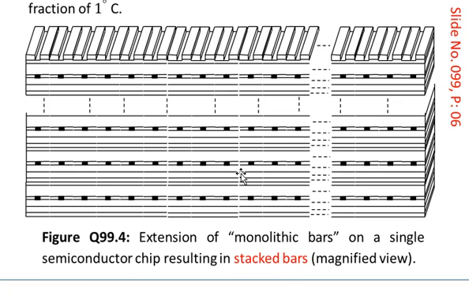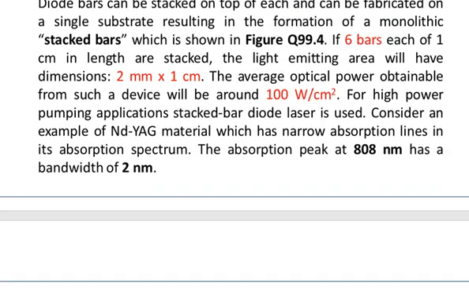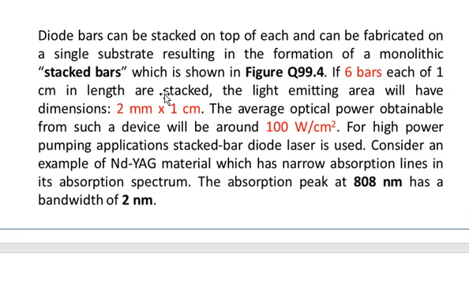So this is again a magnified view. You see that this is the picture of the stacked bars. The relevant description of the figure is, if 6 bars each of 1 centimeter in length are stacked, the light emitting area will have dimensions of 2 millimeter by 1 centimeter. The average optical power obtainable from such a device will be around 100 watt per centimeter square. For high power pumping applications, stacked bar diode lasers are used.